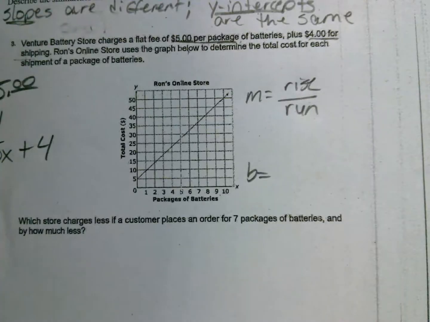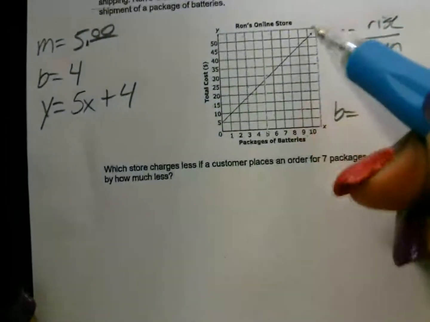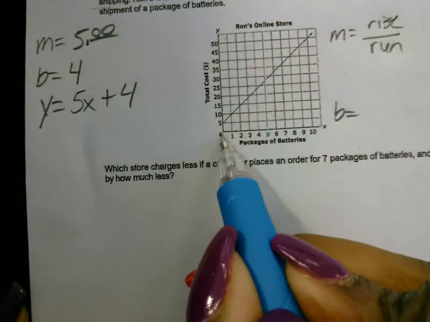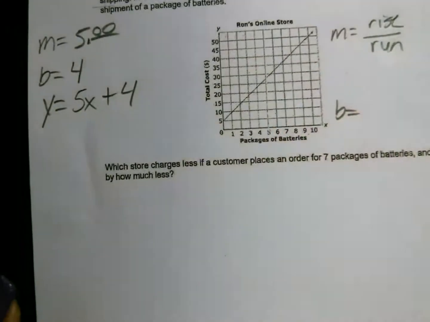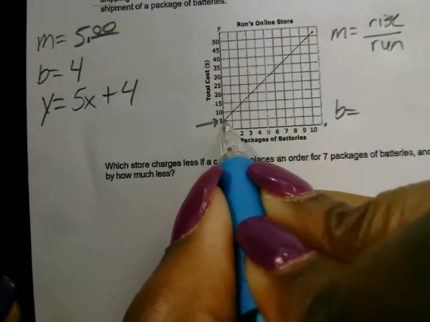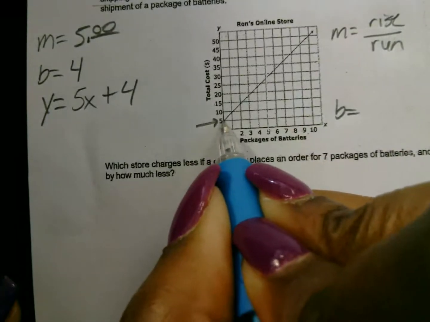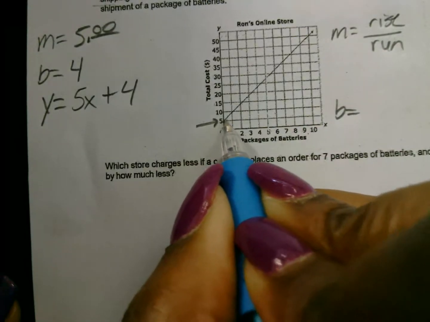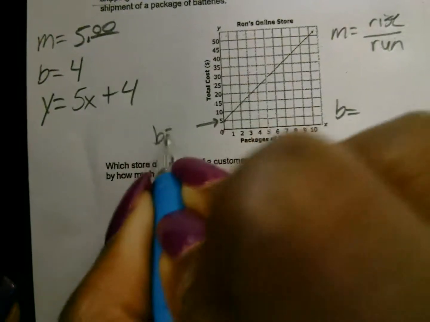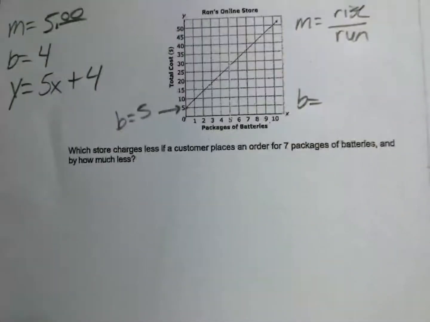Let's try it. The starting amount. Where does the line start? Where x is equal to 0. What's my y value? What's my starting amount? The starting amount is right here. Where x is equal to 0, the starting amount is going to be $5. So B is equal to $5.